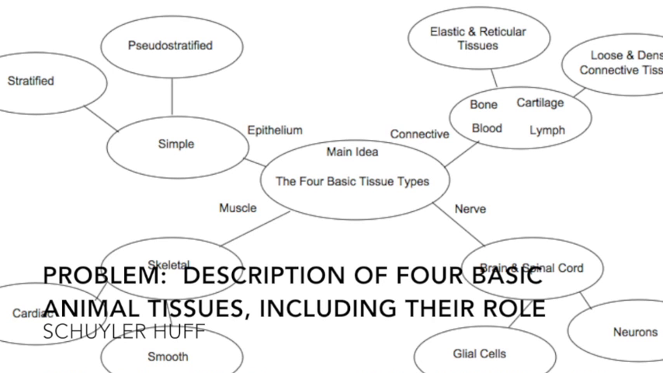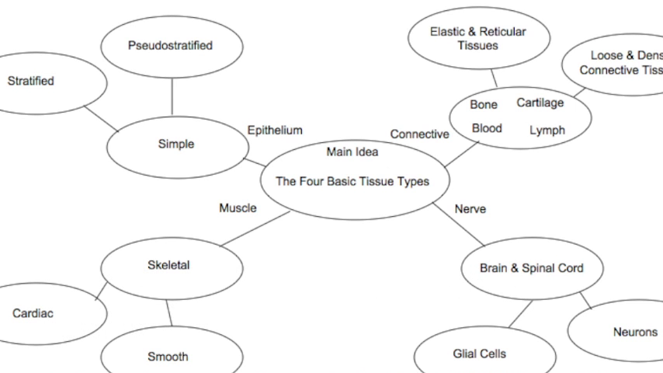The aims of the lesson are to describe the four basic types of animal tissues, as well as identify the role of epithelium, connective tissue, muscle tissue, as well as nerve tissue. The advanced organizer being used is the clustering advanced organizer.